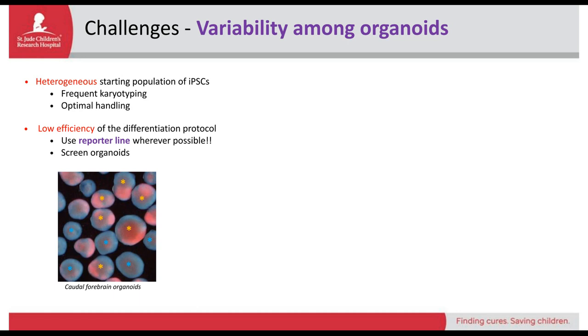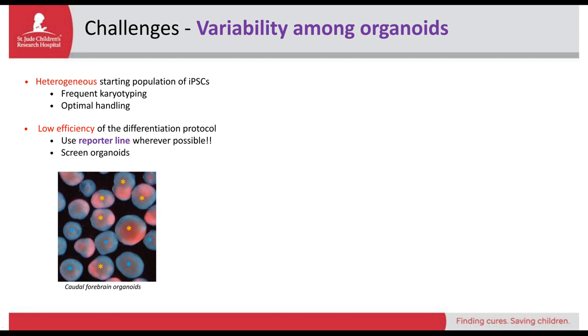So here we have a culture, a batch of caudal forebrain organoids expressing a caudal forebrain specific reporter. Now, you can see this population is a mix of organoids expressing the reporter, marked here with the yellow asterisk. And then we also have organoids marked here with the blue asterisks, which don't express the reporter at all. And we have all of these organoids growing in a single batch.